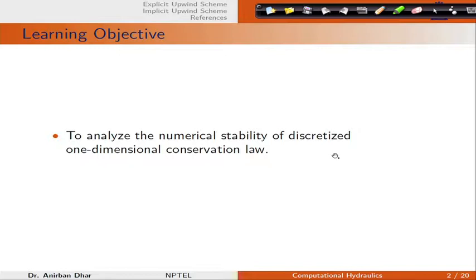What is the learning objective for this particular unit? At the end of this unit, students will be able to analyze the numerical stability of discretized one dimensional conservation law in terms of partial differential equation.